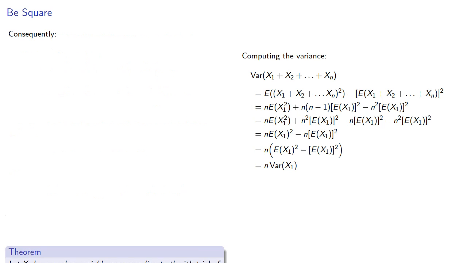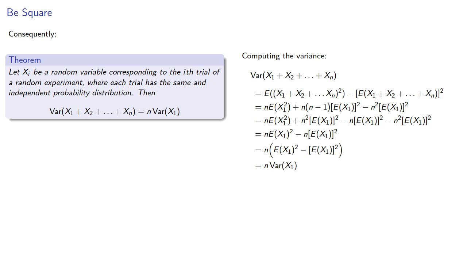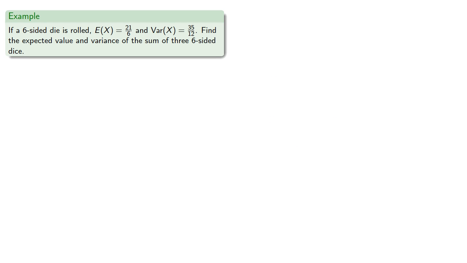Consequently, let xi be a random variable corresponding to the ith trial of a random experiment where each trial has the same and independent probability distribution. Then the variance of the sum is n times the variance of any one of them. For example, if we have a 6-sided die and roll it, the expected value of x is 21/6 and the variance is 35/12. Let's find the expected value and variance of the sum of 3 6-sided dice.